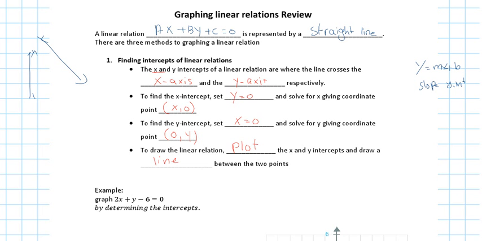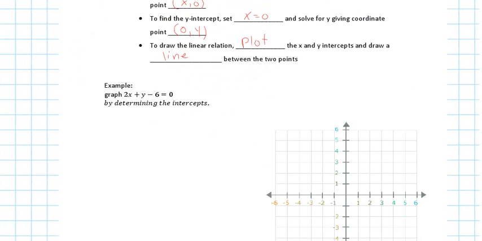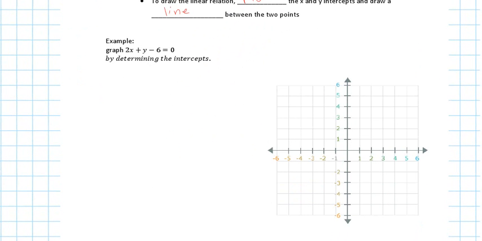So the question is asking: graph 2x plus y minus 6 equals 0 by determining the intercepts. Now looking at this, 2x plus y minus 6 equals 0. Does that look like ax plus by plus c equals 0 to you? Right? With a, b, and c being constants, numbers. Good. Now, if I'm determining the intercepts, that means I have to find the x-intercept and I have to find the y-intercept.